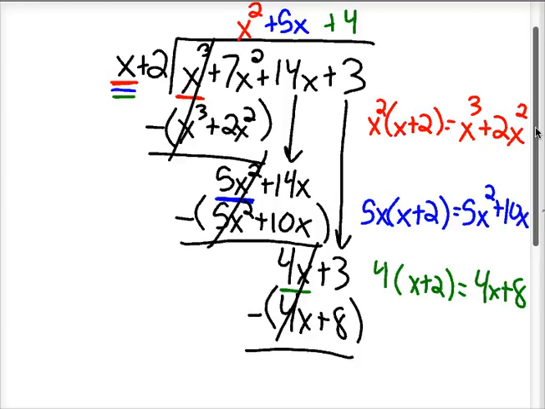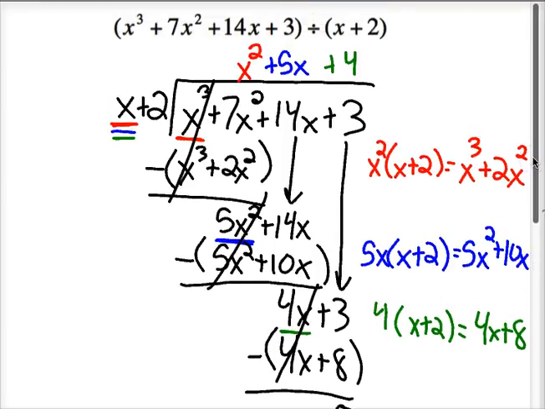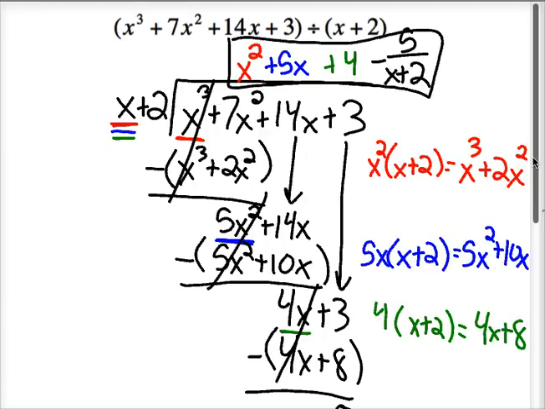The first thing cancels just like I always want it to. 3 minus 8 will leave me with a negative 5. Well, now I'm out of things to pull down. I can't use x to cancel a negative 5. So this time I'm actually done. All right, so that negative 5 becomes my remainder. And this whole thing becomes my answer.